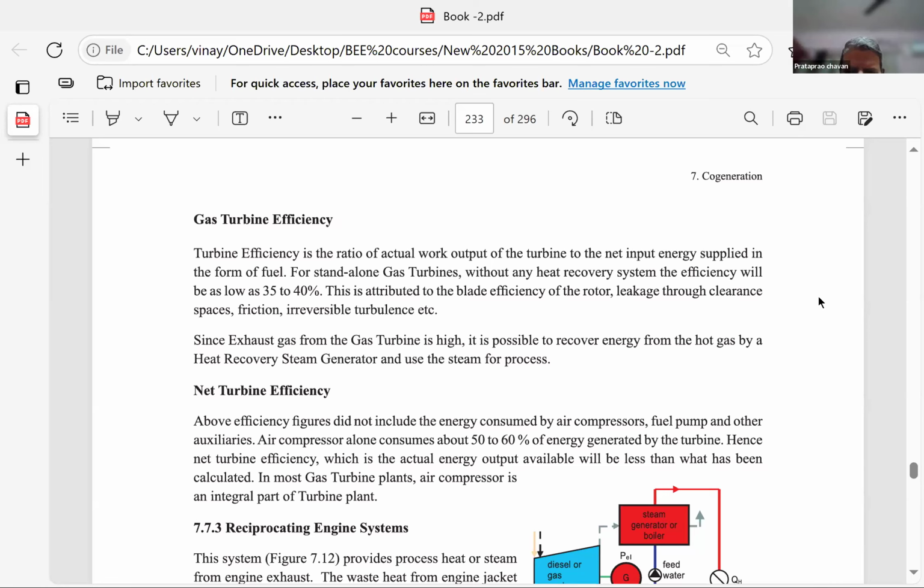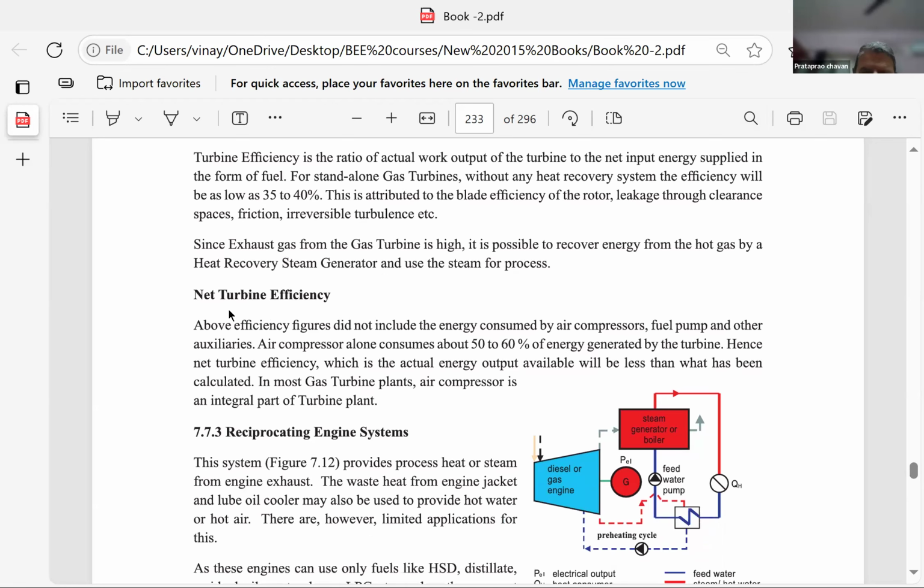Units are the same. Since exhaust gas from the gas turbine is hot, it is possible to recover energy from the hot gas by the recovery steam generator boiler. Now here, what you have to remember is only these two figures. The system efficiency of a gas turbine will be as low as 35 to 40%. Remember, there will be an MCQ and they will give you alternatives 60%, 70%, 90%, whatever. So you have to choose gas turbine 35 to 40%.